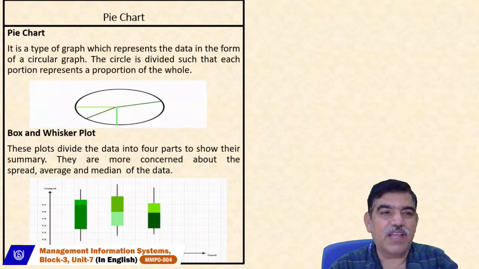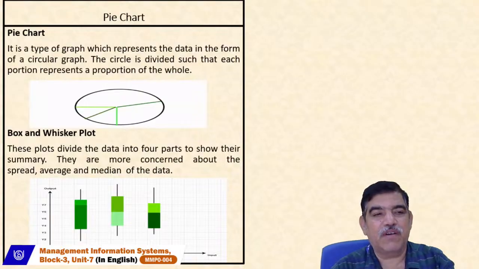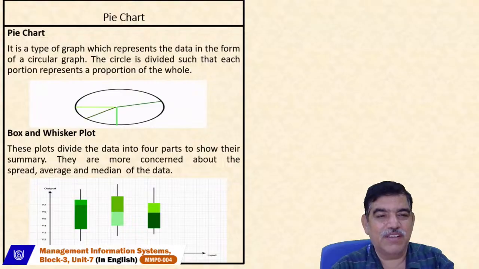Then pie chart. It is a type of graph which represents data in the form of a circular graph. The circle is divided such that each portion represents a proportion of the whole. Percentage-wise, the data will be represented in different colors in the pie chart.